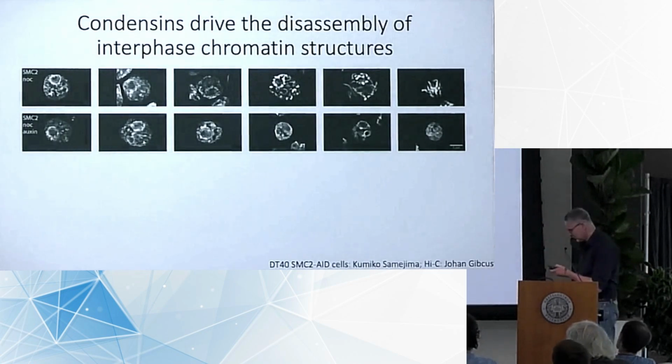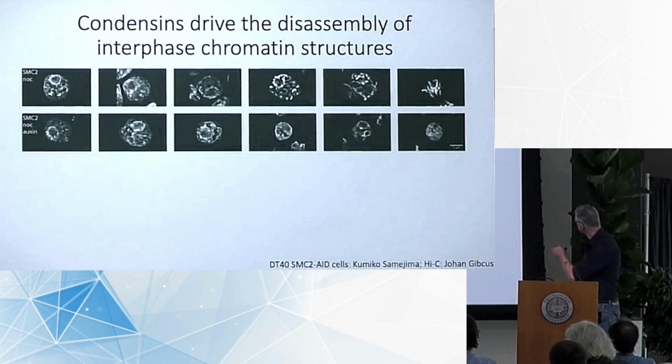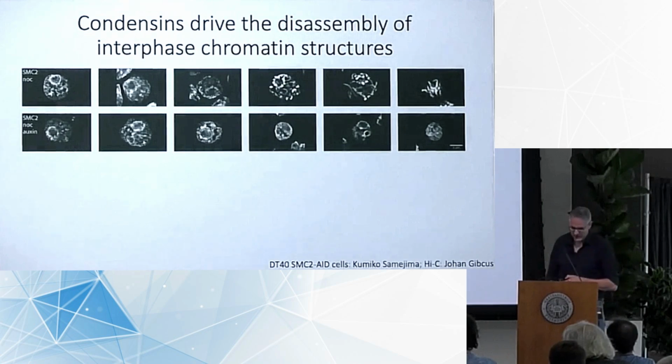So here we have a cytological view of what happens when cells go from G2 into mitosis. I think this is a 30-minute time point. So you can easily see that in normal cells, G2 cells with an interphase nucleus form mitotic chromosomes within a reasonable amount of time. If you deplete condensins, that doesn't happen, as Bill showed yesterday. The chromatin does compact or condense, but you don't form these rod-shaped chromosomes.